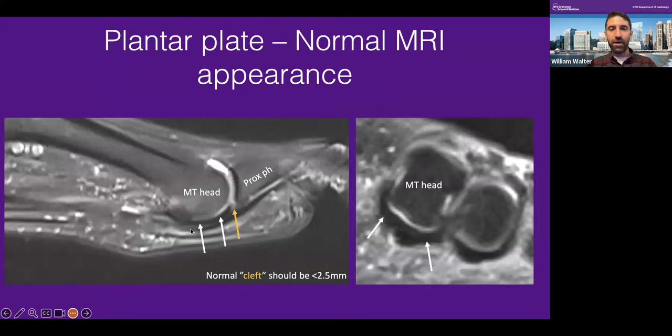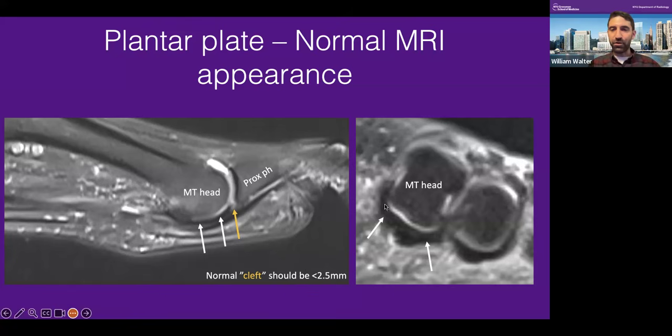So this is the normal MR appearance of the plantar plate, and the white arrows are pointing to the normal plantar plate tissue. It's this dark, intact, curvilinear structure along the plantar metatarsal head. The yellow arrow is showing you a normal cleft that occurs in the mid-sagittal plane right as it attaches to the proximal phalanx. This cleft should be very thin, less than 2.5 millimeters in length. And you shouldn't see it as you scroll from medial to lateral across the plantar plate.